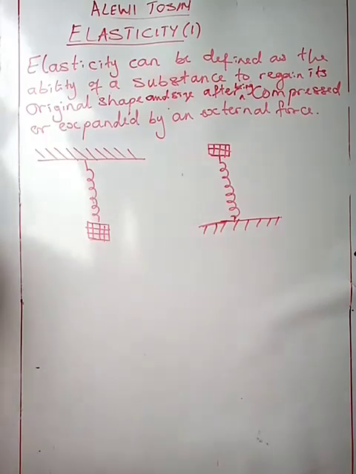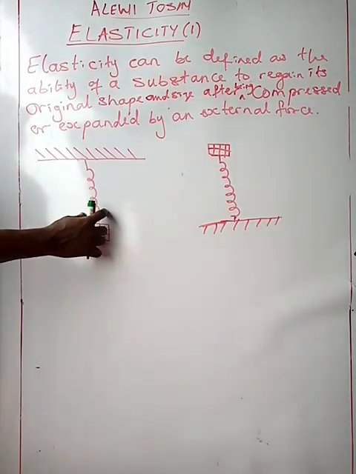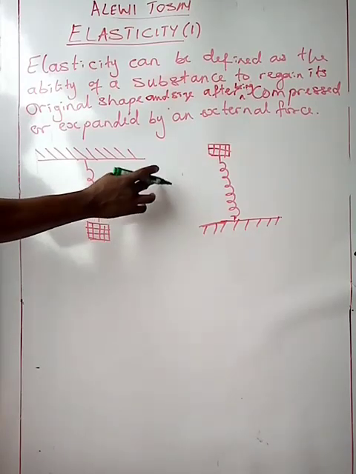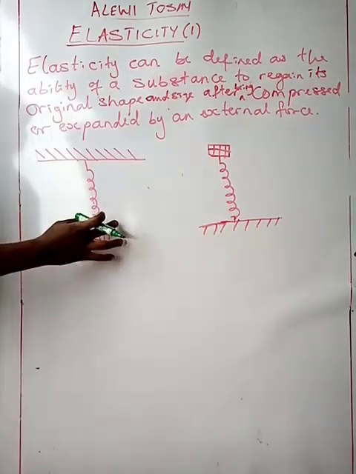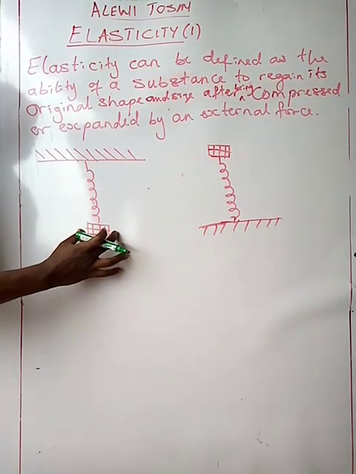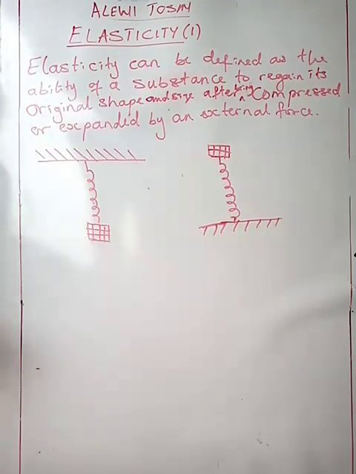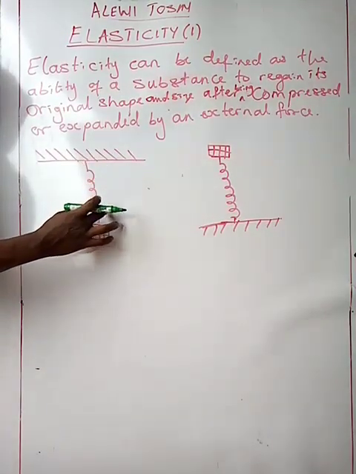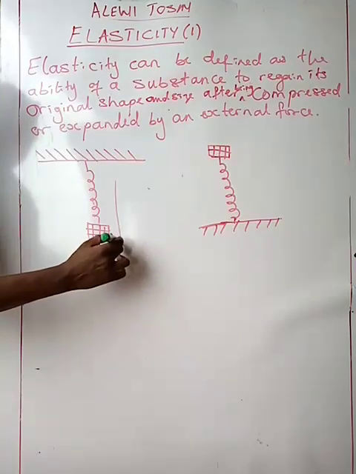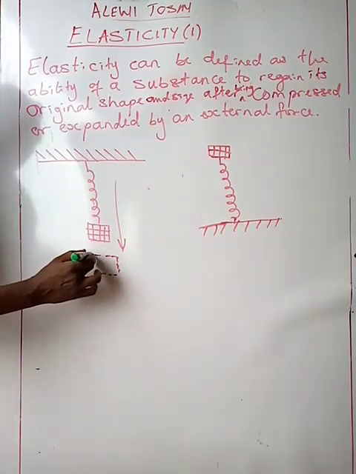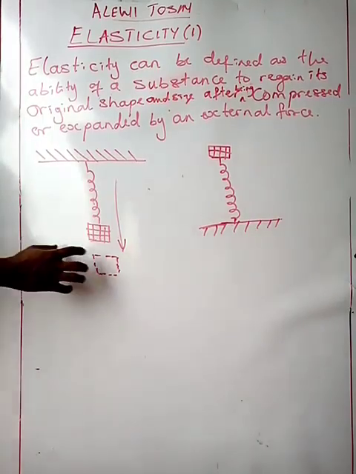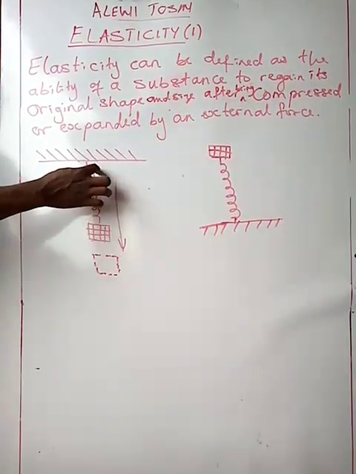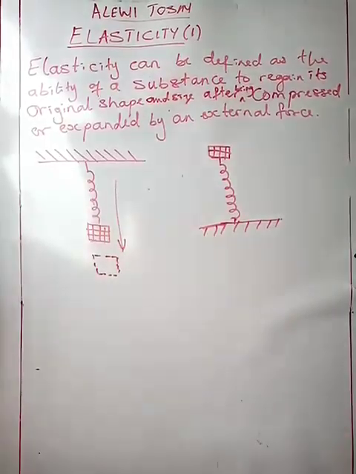A good example of an elastic material is a spring or even a rubber. If you look at this now, when there is a load applied to this spring as an external force, the spring extends, like this, and the moment the external force is removed, the spring will do what? It will come back to its original position, and that makes the spring an elastic material.